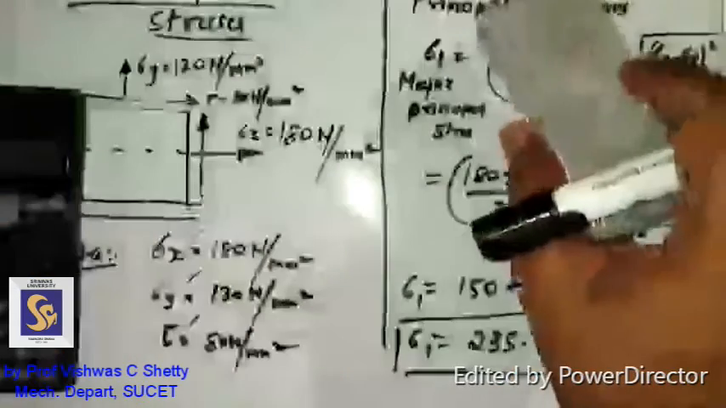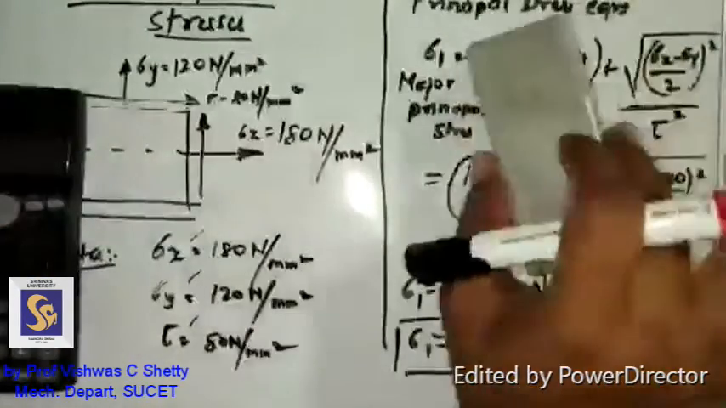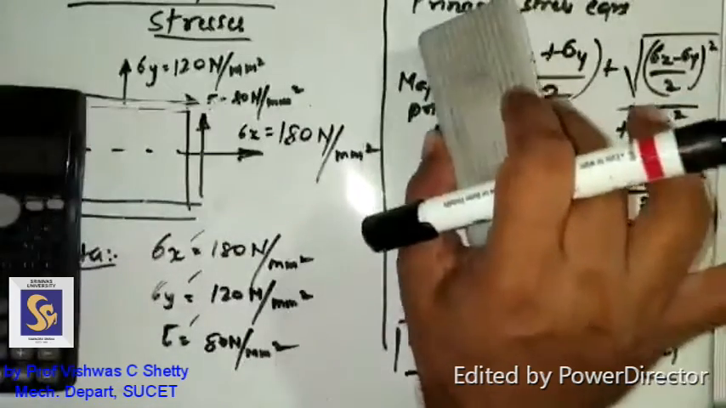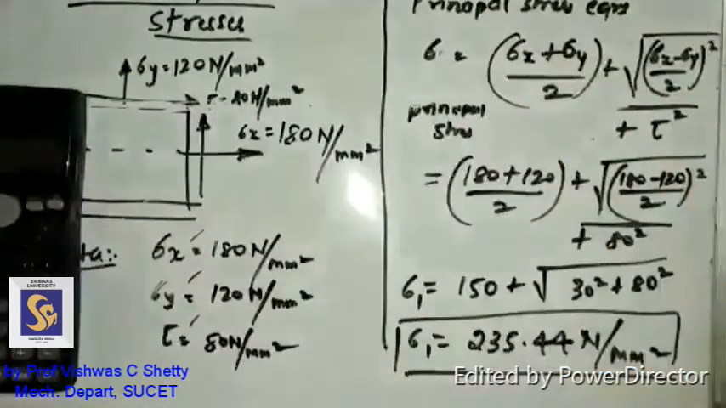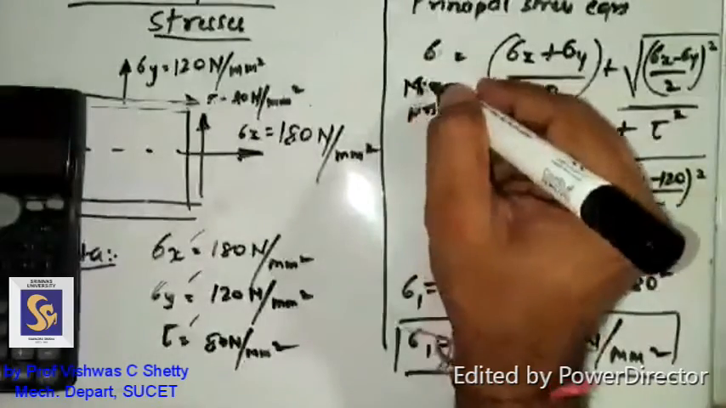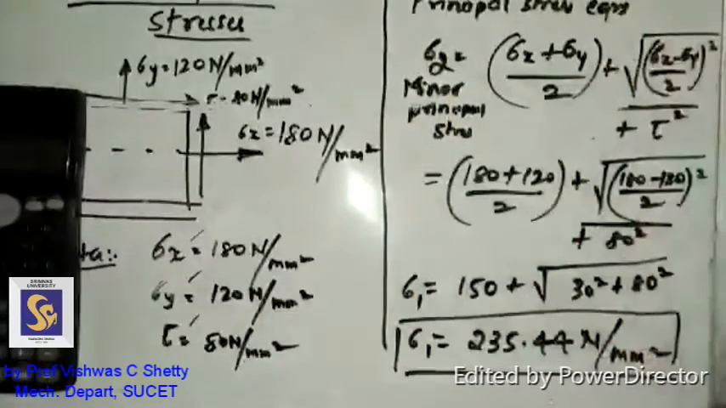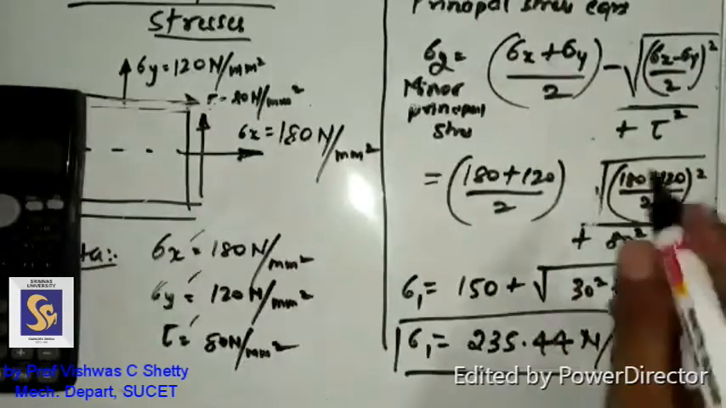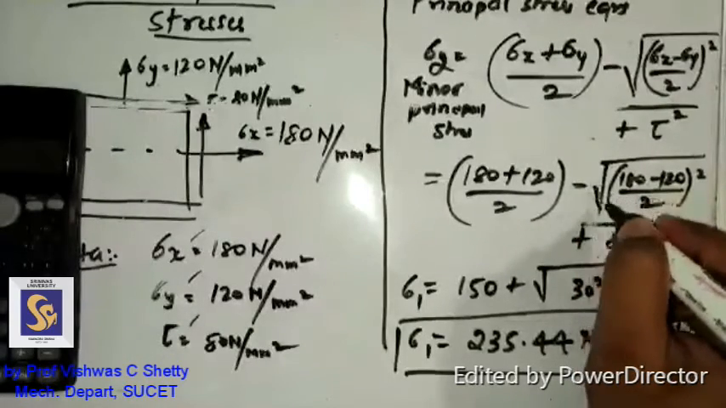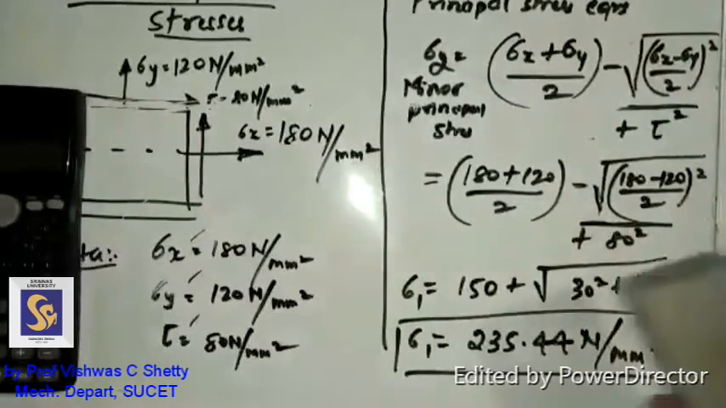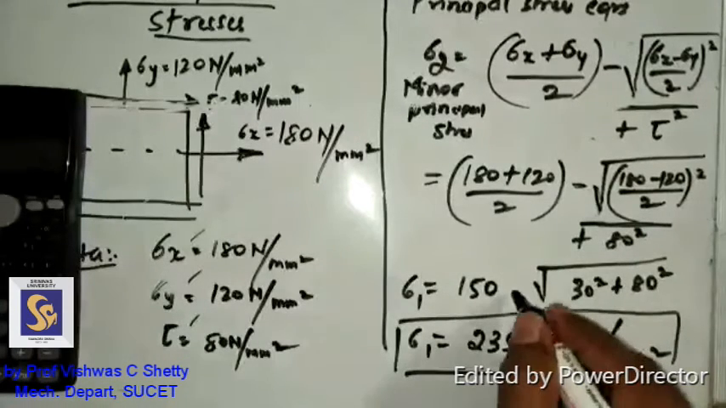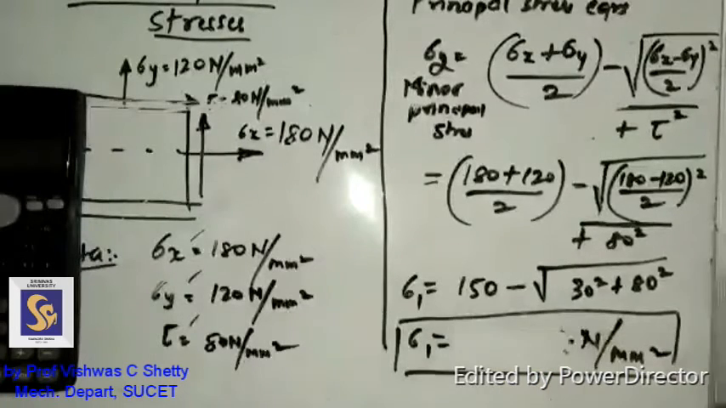Next, to calculate sigma 2, what you have to do is simply change the sign. Instead of the major, make it the minor principal stress. Sigma 2 means just replace this plus by a minus sign. That's it. So 64.5, good, 64.56.